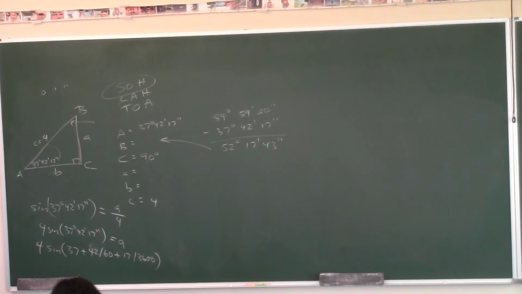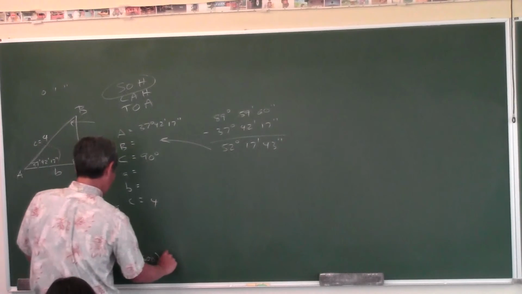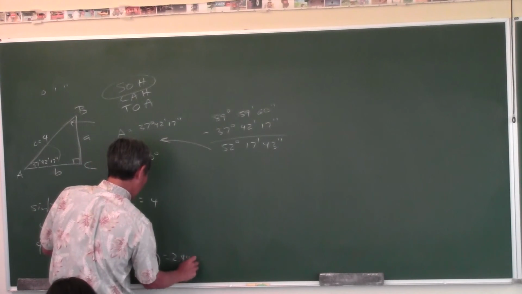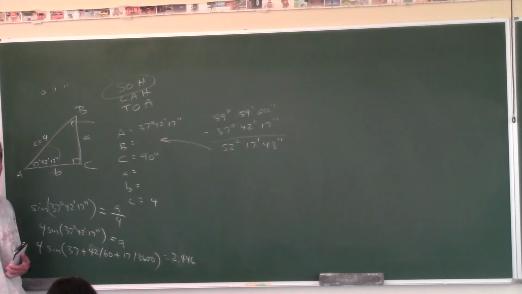Would you say the same thing for me? Okay, I'm going to do it on my calculator and see if you match it. It's not the same for B because it's going to be a different trig ratio. So first thing I do is make sure I'm in degree mode, which I'm not. I've got to change it. 4 times the sine of 37 plus 42 divided by 60 plus 17 divided by 3600. Kabam! And I get 2.446. Did you guys get that?